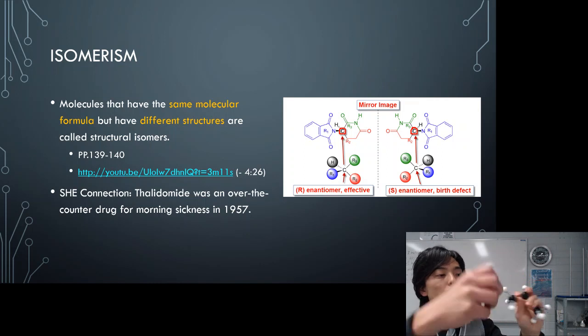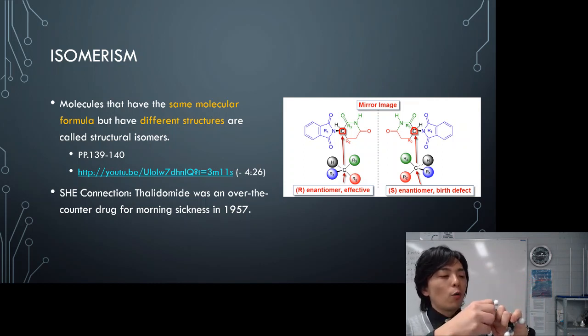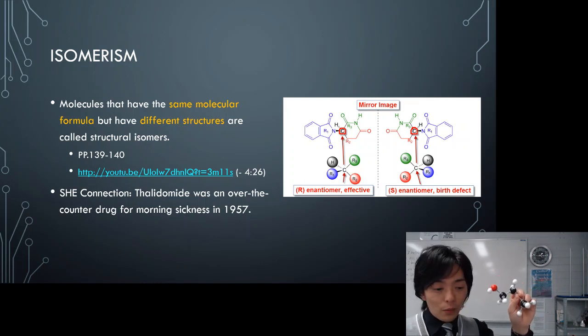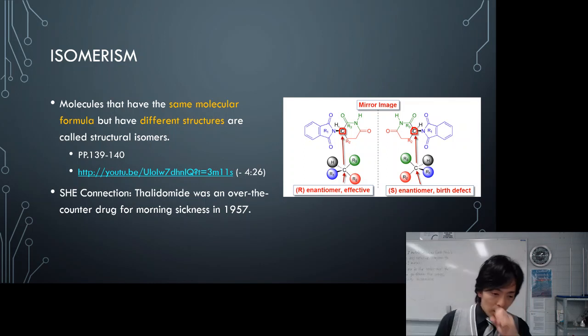So if you change the position where the hydroxyl group is attached to, you would make that into isomers. So propan-1-ol and propan-2-ol, they are structural isomers of each other. Now, why does it matter?